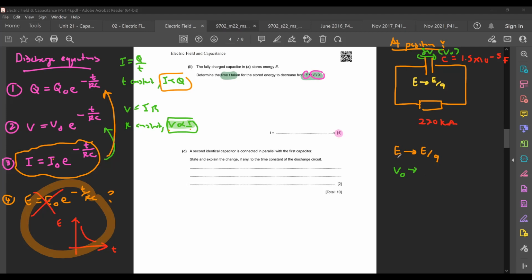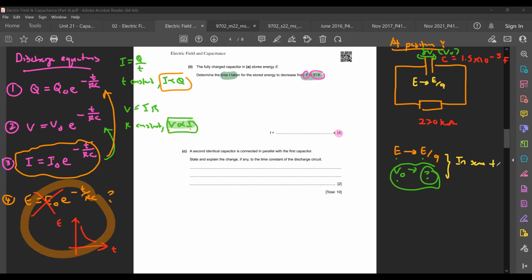If my energy decreased from E to E over 9, how will my voltage change, from V naught to what value? So you want to find this right now. Because you see, both of these are occurring in time t. They are both occurring in the same time t.